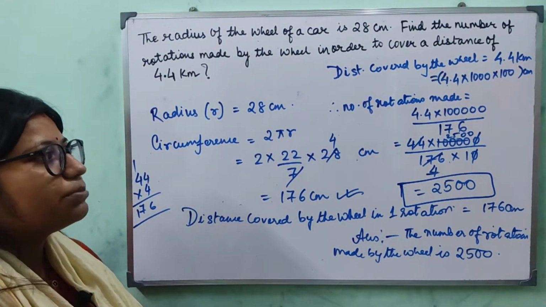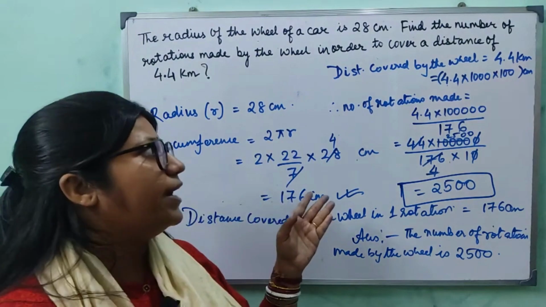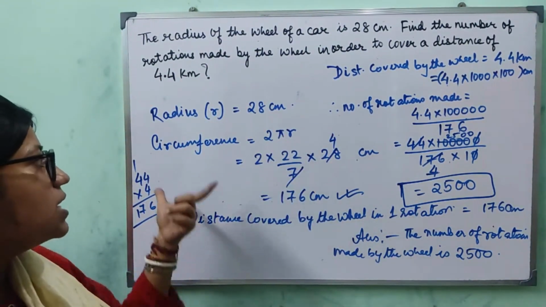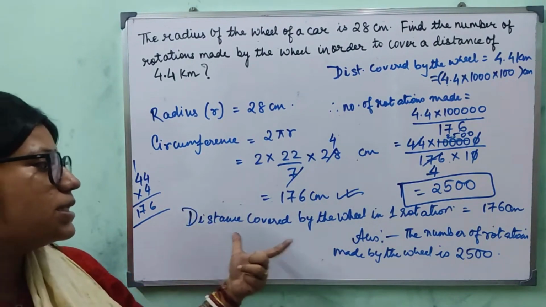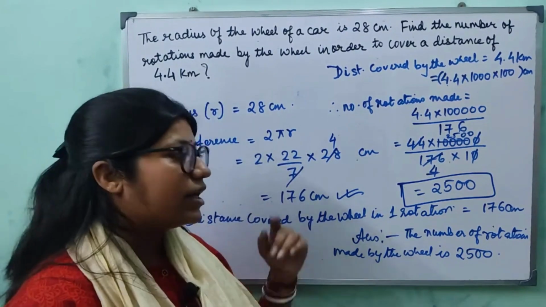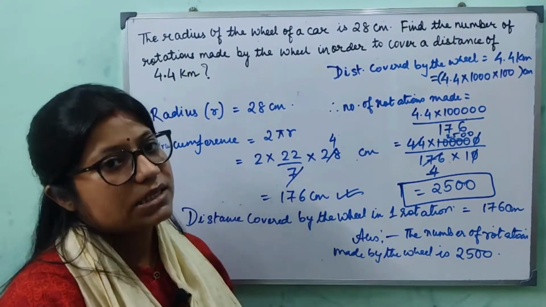So I hope this concept is clear. This way you can do sums based on this, just keeping in mind the concept that I have to consider the circumference of the wheel as the distance covered by the wheel in one rotation. I hope I could help you in clearing your concept based on sums of this kind.